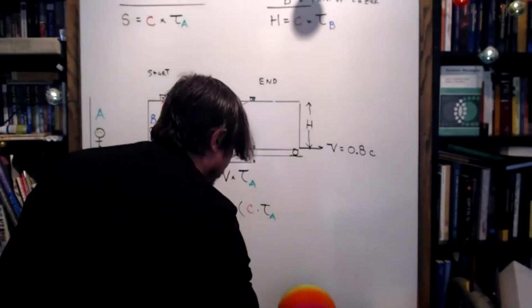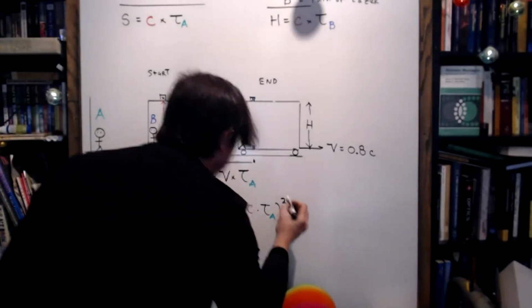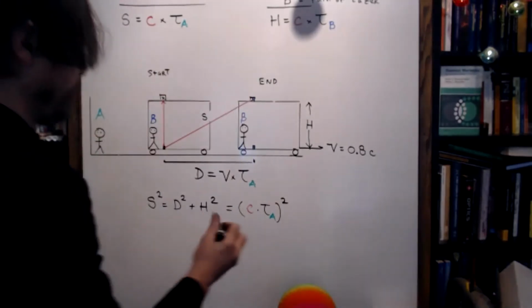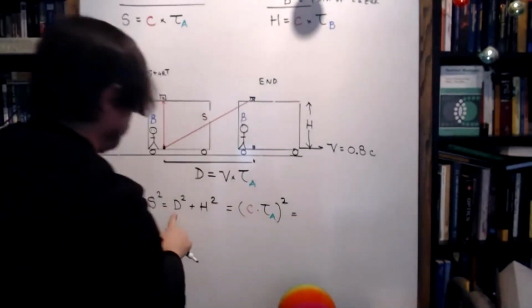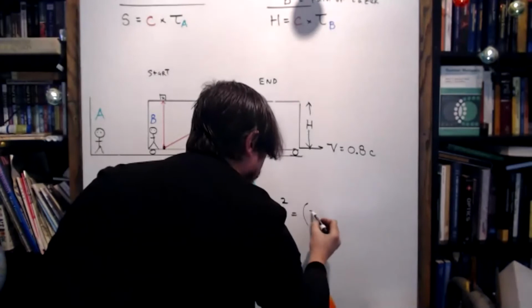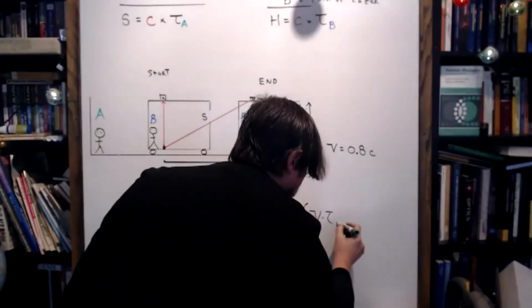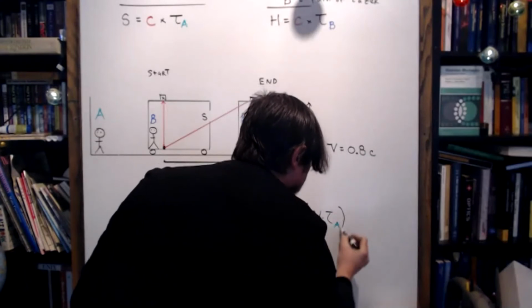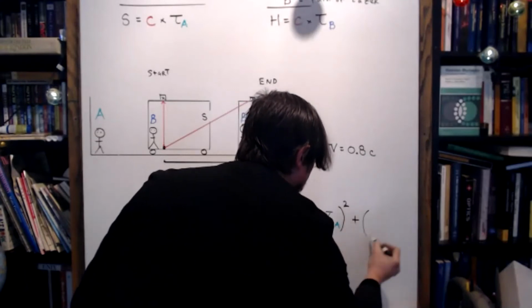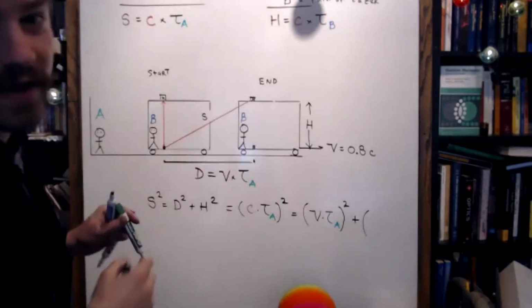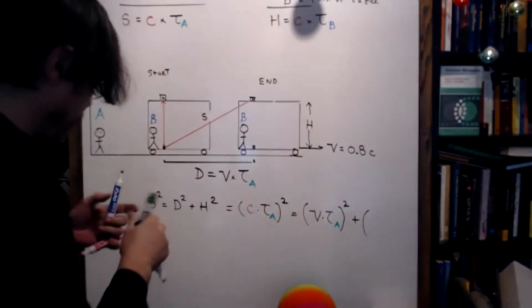C times TA squared. So that's what I substituted in for S. That's equal to D, which is V times TA squared. Plus, I'm going to substitute in for H, CTB squared.